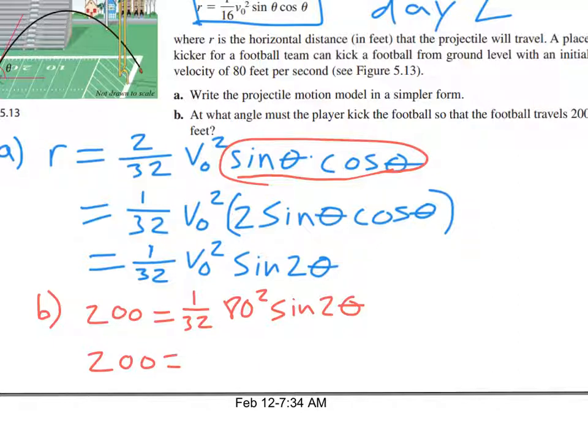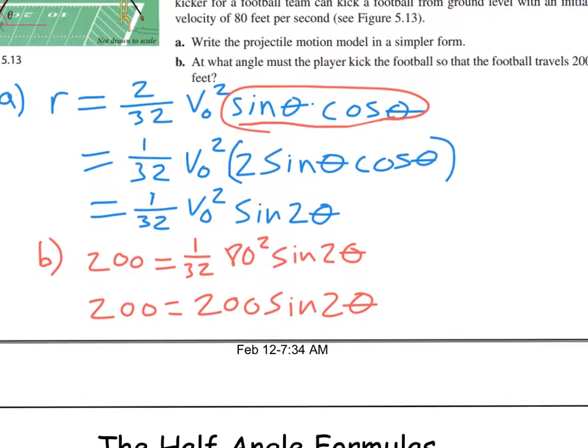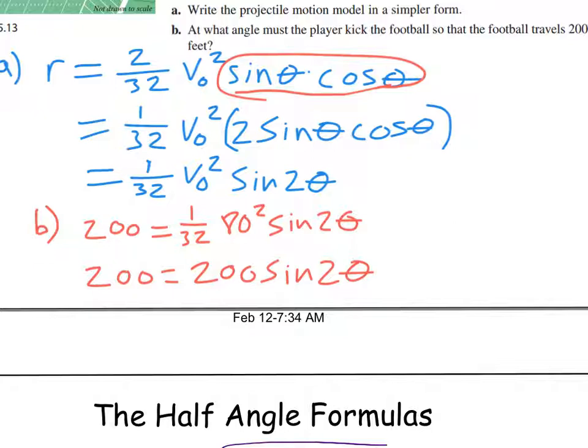So next up here is I'm solving 1 over 32 times 80 squared. That you can just throw into a calculator all at once. Comes out to be 200. You can either believe me or throw it into a calculator and check yourself. Either way, divide both sides by 200 and we get 1 equals sine of 2 theta. This is where we do an inverse. Inverse sine of 1 would give us 90 degrees.